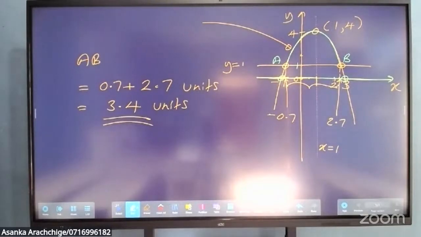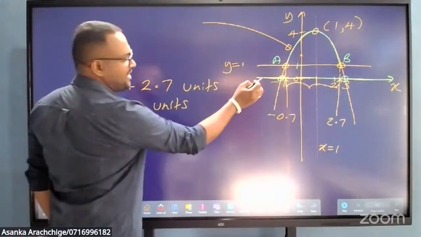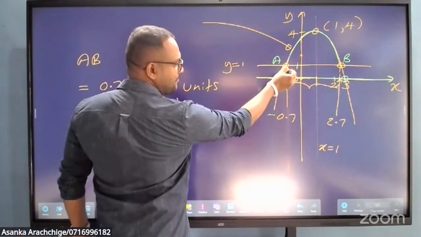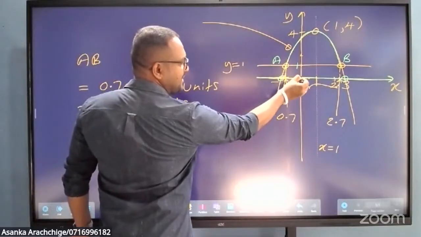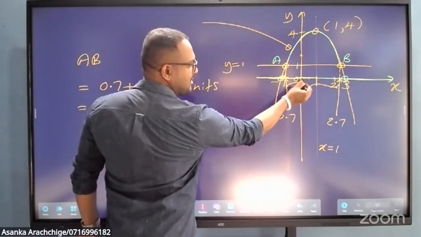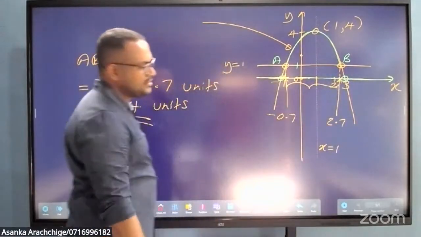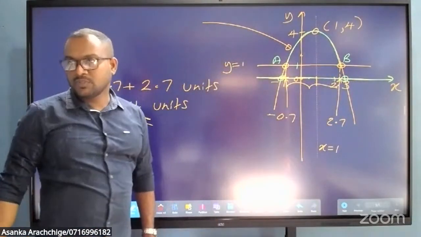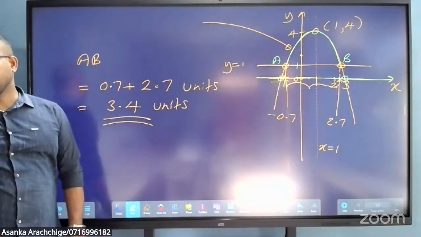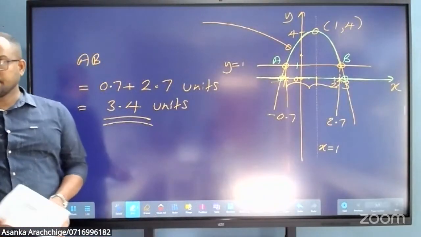Understood how we got it? තේරුණාද? මේ තමයි ඒ ඉන්න මට්ටම. මෙතන ඉඳන් මෙතෙන්ට 0.7, from this point to this point 2.7. So 0.7 plus 2.7 is 3.4 units.